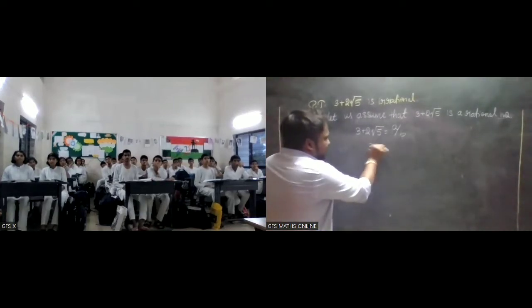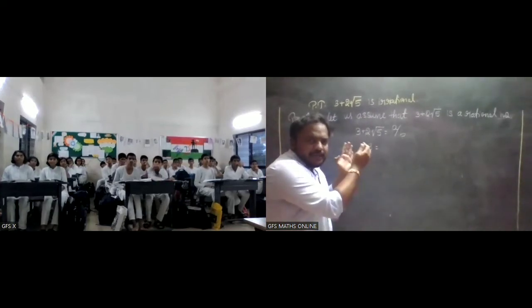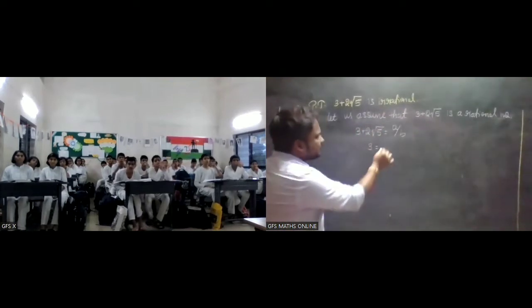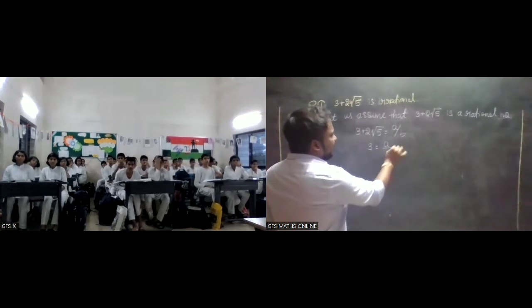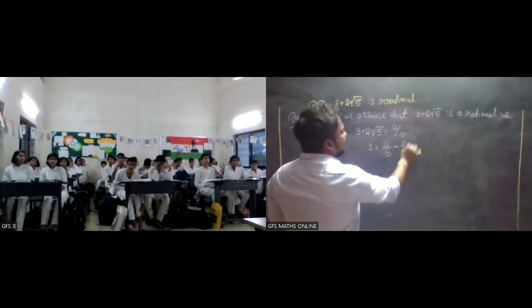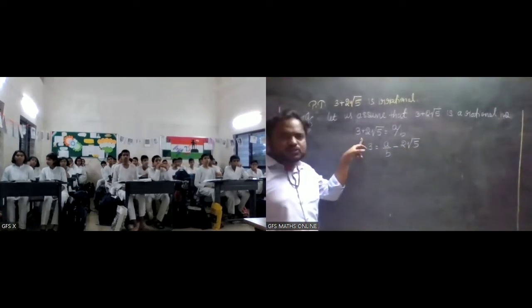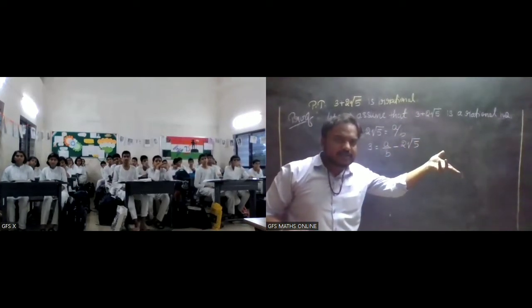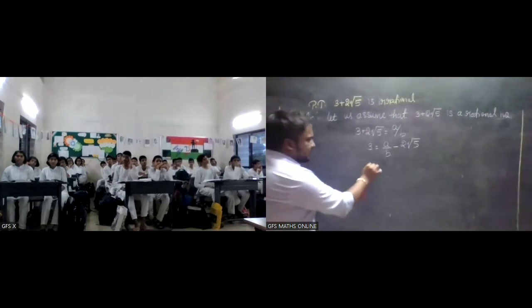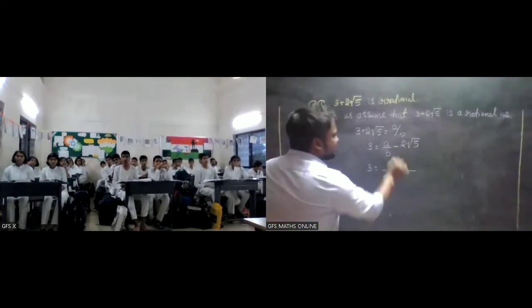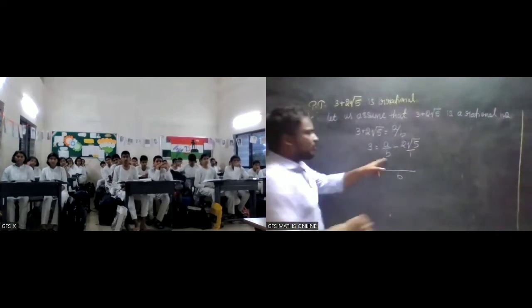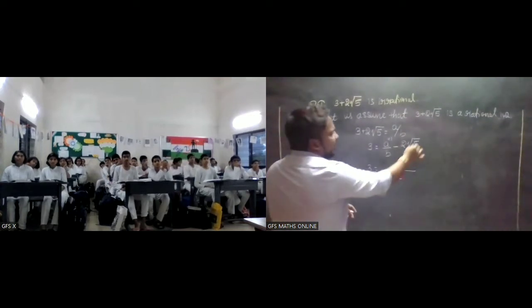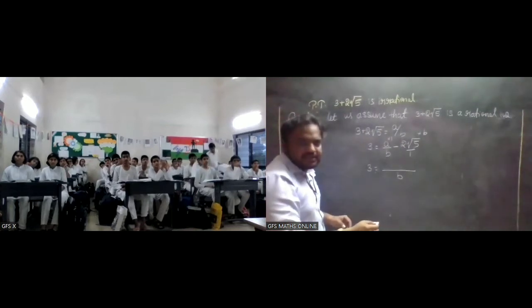3 is a rational number. You keep the rational number as it is and transfer the irrational number to the right hand side. So 3 is equal to a upon b minus 2 times root 5. Am I right? This plus 2 root 5 moves to the right hand side and becomes minus 2 root 5. The next step: 3 is equal to, here the LCM is b. Here it is b and here it is 1. 1 and b, LCM is b. b into 1 is b, 1 into b is b.